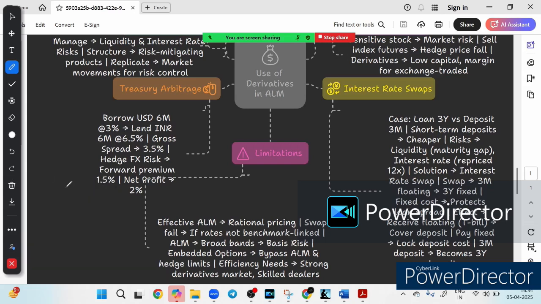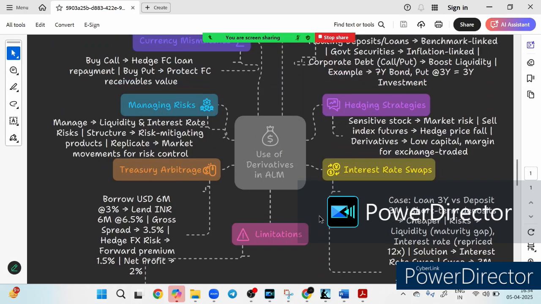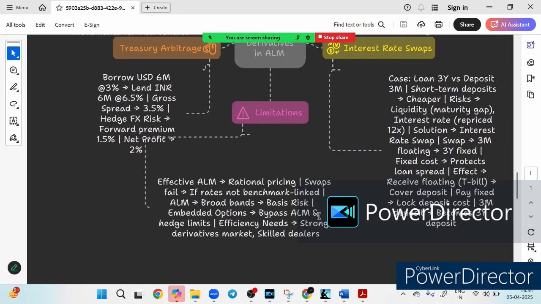So what is the effect? The effect is that your loan spread remains stable. First effect. Second thing is that you receive floating treasury bill, and you pay fixed, and you lock the deposit cost, right? So a 3 month deposit effectively becomes a 3 year deposit. So this is the advantage of using the interest rate swap. Now obviously we have just seen the advantages of these kinds of techniques, like call and put options, like the interest rate swap, right? But there are some limitations also.